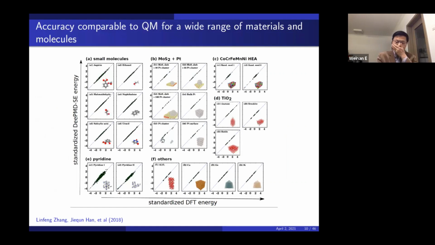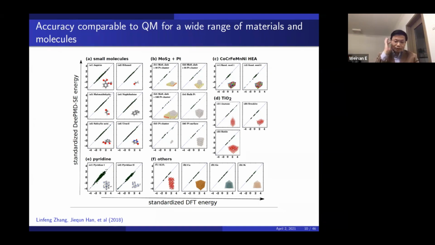So these are some results comparing the machine learning model prediction and the results of DFT, the quantum mechanics model, across a very wide range of different systems, from small molecules, this is aspirin, this is ethanol, and this is big molecules, pyridine, and these are high entropy alloys, surface materials, simple metals, stuff like that. So you can see it's almost uniformly accurate for a very large class of systems.